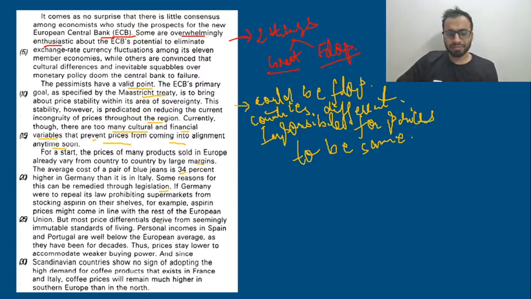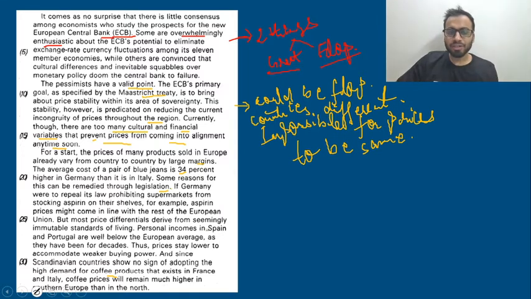But most price differentials derive from seemingly immutable standards of living. Personal incomes in Spain and Portugal are well below the European average, as they have been for decades, right? Thus, prices stay lower to accommodate weaker buying power, and since Scandinavian countries show no sign of adopting the high demand for coffee products that exist in France and Italy, coffee prices will remain much higher in southern Europe than in the north. Now, what are they saying?